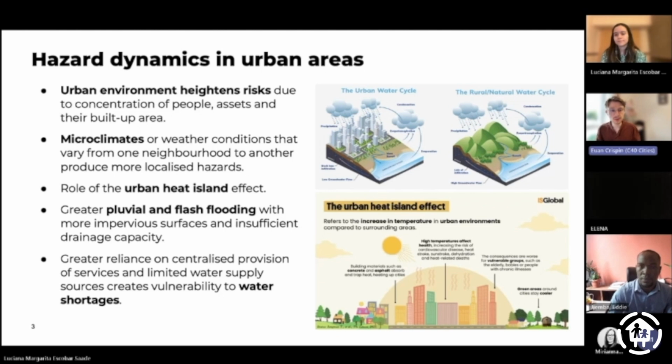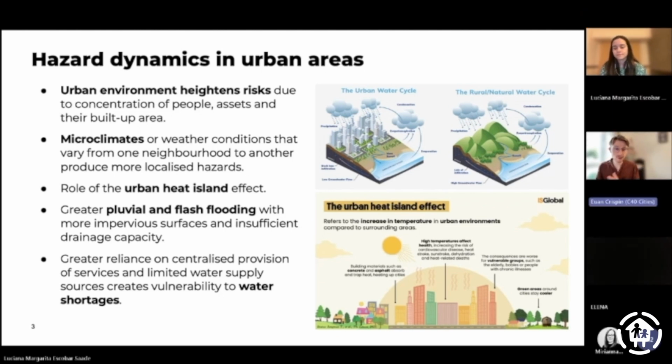Also, as we're talking about heat today as well, there's obviously a strong role of the urban heat island effect, where the temperature in urban environments compared to the surrounding areas is a lot greater, and you can often end up with effectively heat domes, as you can see in the diagram below.